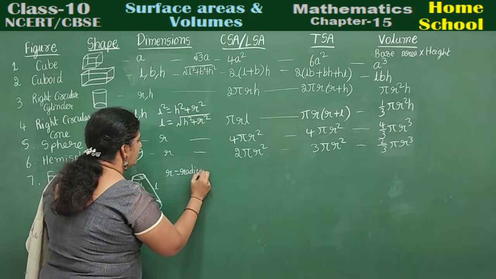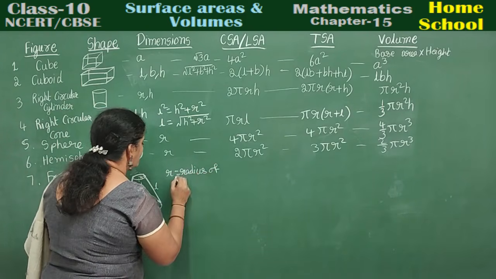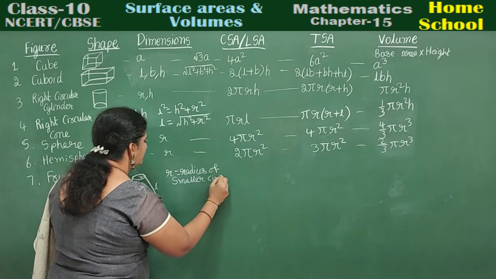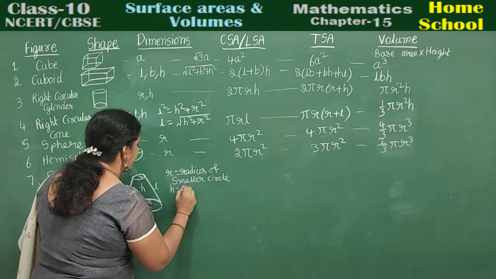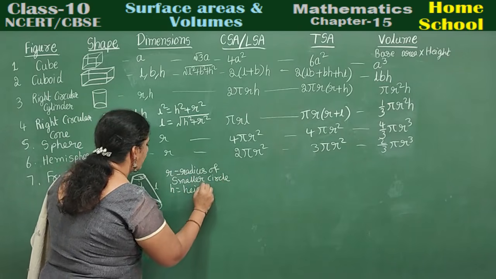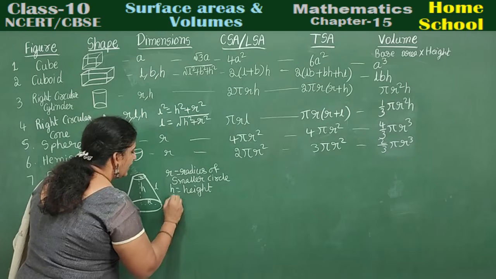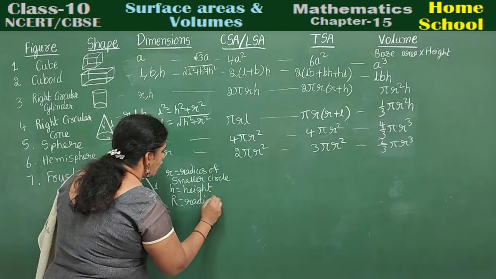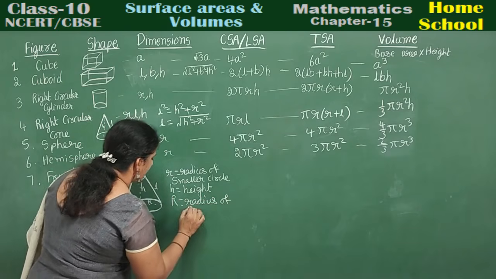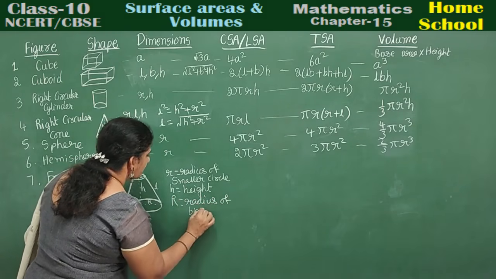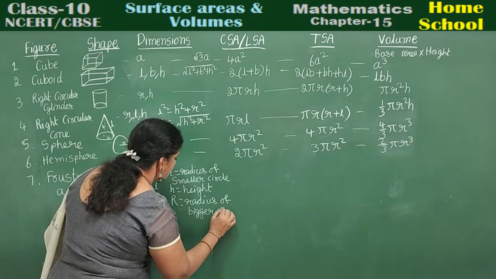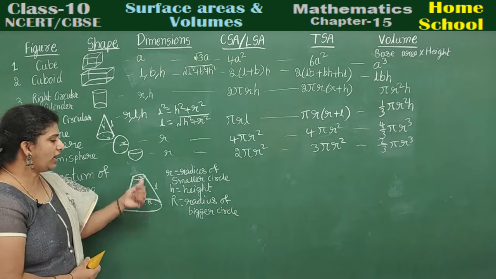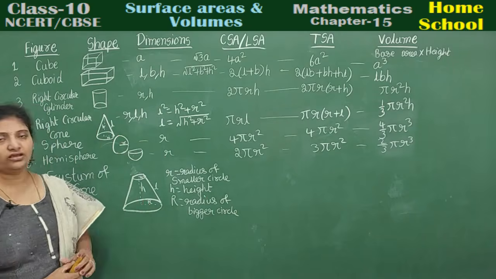Radius of the smaller circle. H indicates height. Small h indicates height. Capital R indicates the radius of the bigger, or larger, circle. Small r, capital R, H.